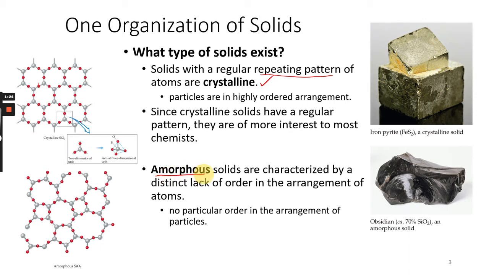Then you have your amorphous solid, which has a lack of order. It's more random. And that's what you see here. See, this is more random in here. There's no particular order in the arrangement of the particles. So an example of this would be glass. Example of a crystal would be quartz. And believe it or not, they both have the same chemical composition. See here, SiO2 and SiO2.